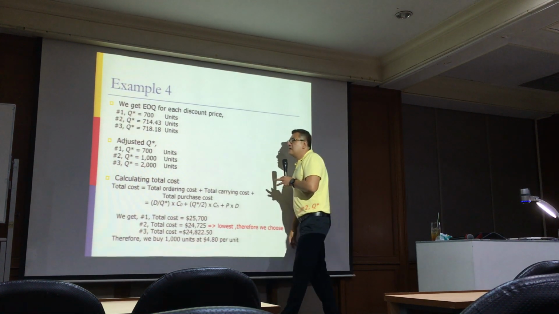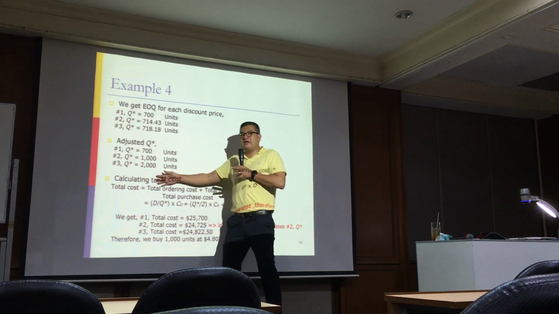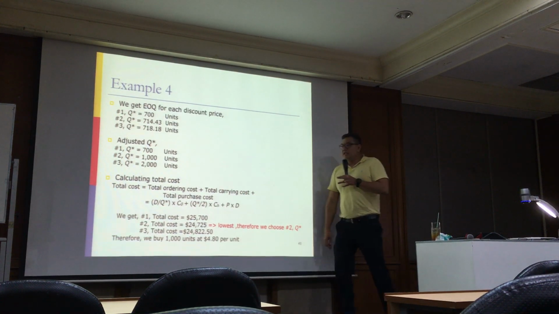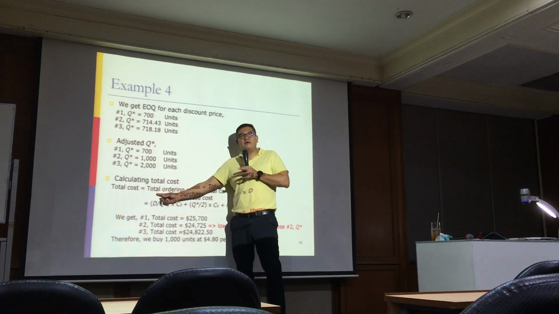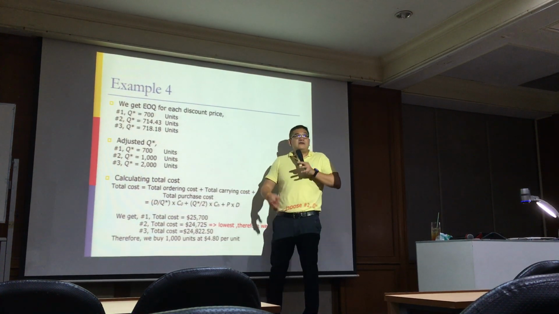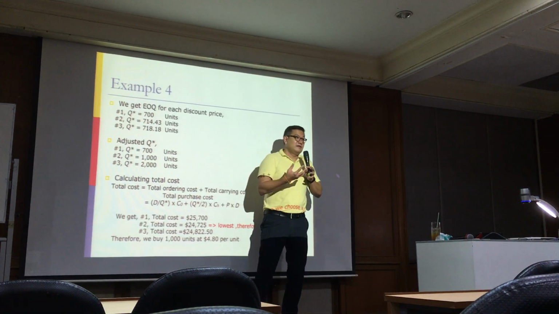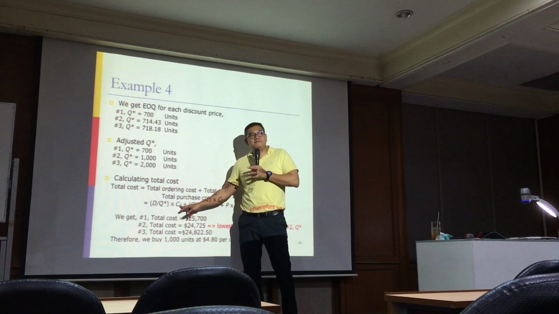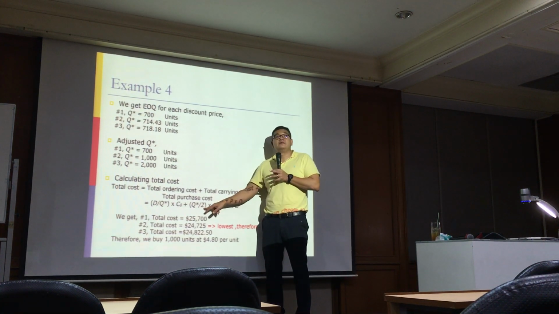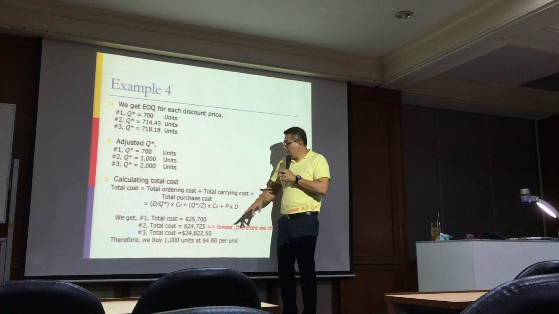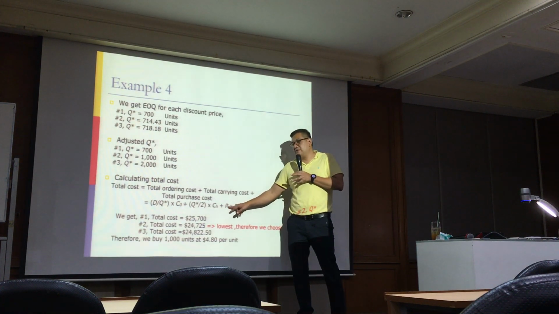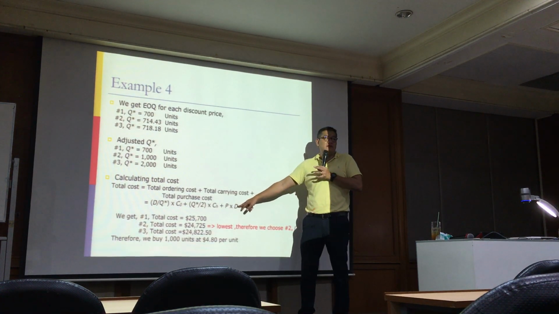Then the next step is that based on this Q star for each level, we just calculate the total inventory cost. Remember, total inventory cost is calculated from ordering cost plus carrying cost plus purchase cost. Ordering cost is using demand divided by Q, right? And multiply with ordering cost per order. Plus carrying cost, remember average inventory Q over 2 multiply with C sub H. And then plus purchase cost using the normal price of the product multiplied with annual demand.